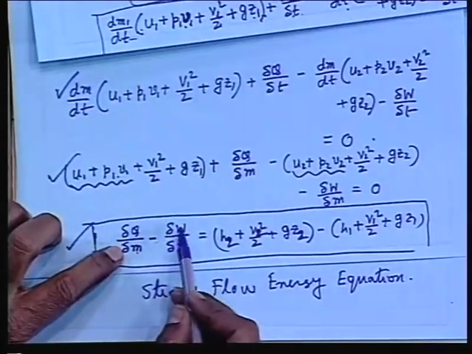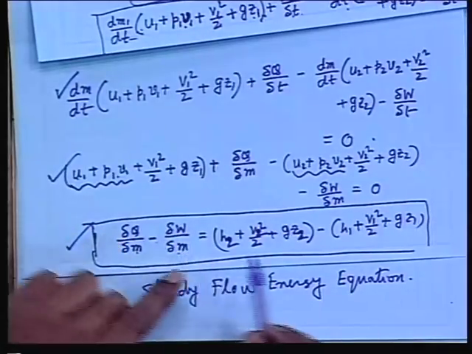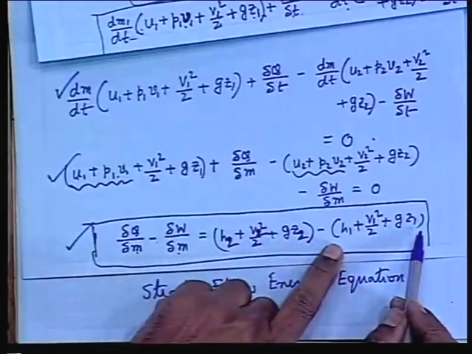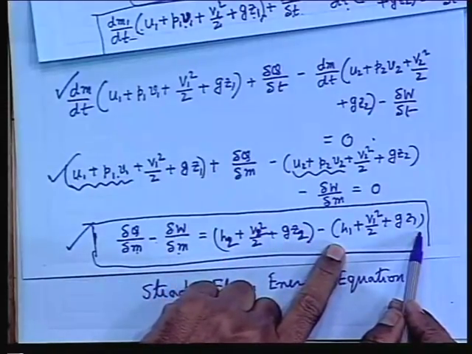Well, that means in steady flow energy equations, we see that the heat added per unit mass minus the work done per unit mass is given by the difference of the stored energy per unit mass between the two systems. Now you will find out the immense physical significance of the term enthalpy.